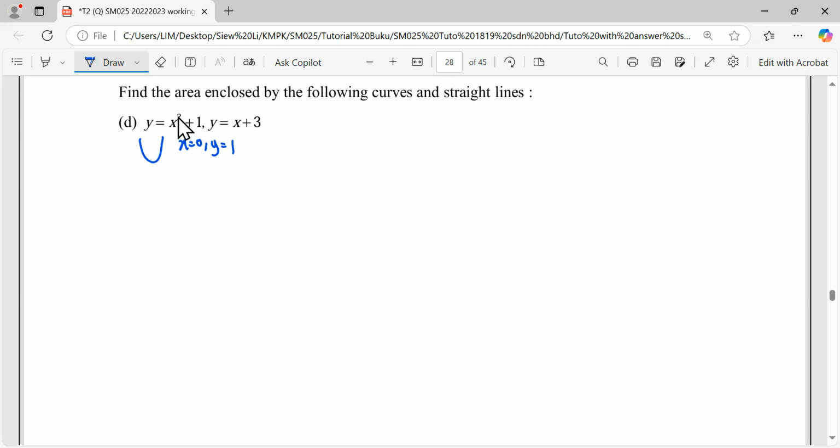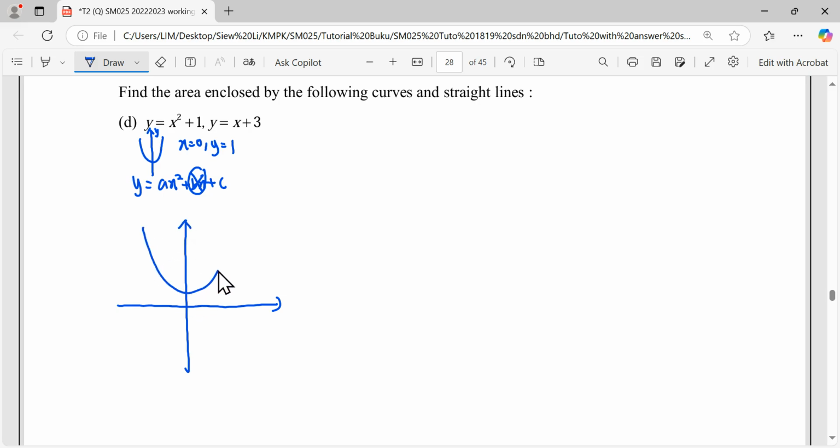As you observe, in our quadratic y equals ax squared plus bx plus c, when our quadratic doesn't have a bx term, it means this quadratic is symmetrical about the y-axis. The y-axis will be the center of this parabola. So to draw this quadratic, when x equals 0, y equals 1. This is the shape of our parabola. Don't forget to label our graph with the x-axis and y-axis.